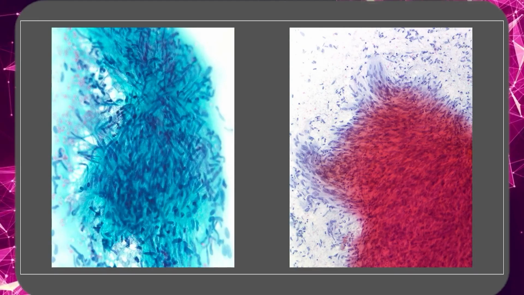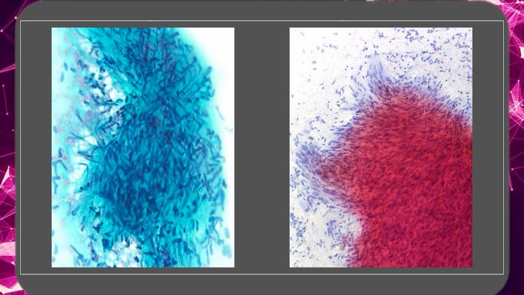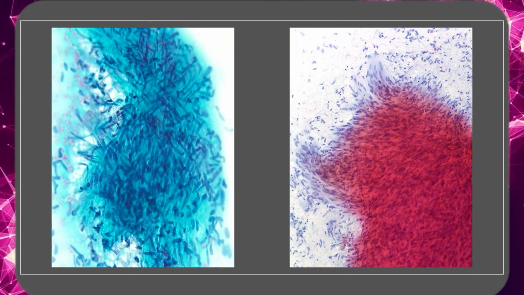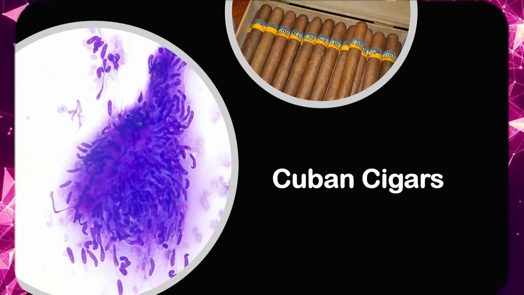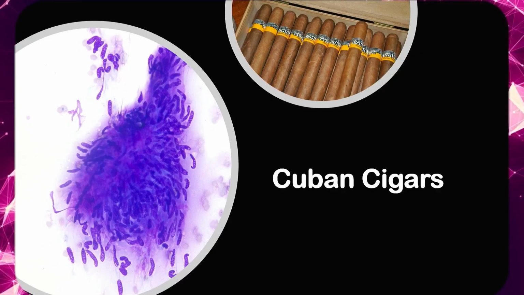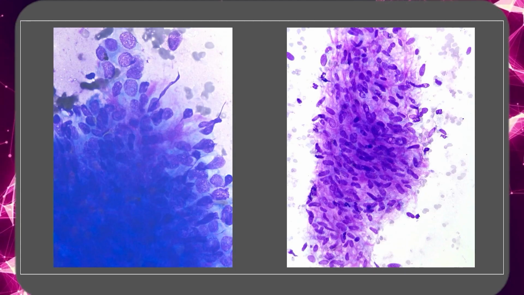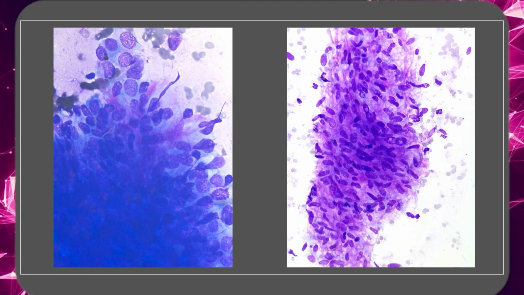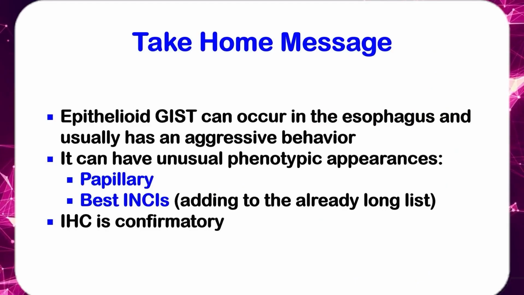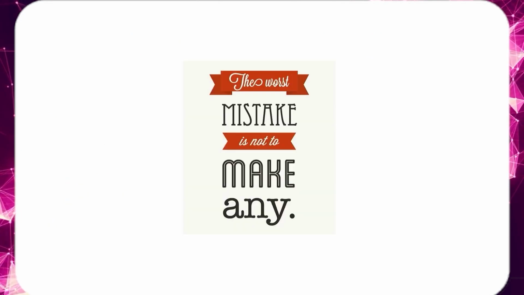So it's 6 o'clock, so we'll stop. As you know, most of the time the GIST is spindly, and I often call it cigar shape, or Cuban cigars, which you see often. The epithelioid GIST, as shown on the left-hand side, is the rare one, which can have the best intranuclear inclusions that you can see. So at the end, I have one last slide to show you.